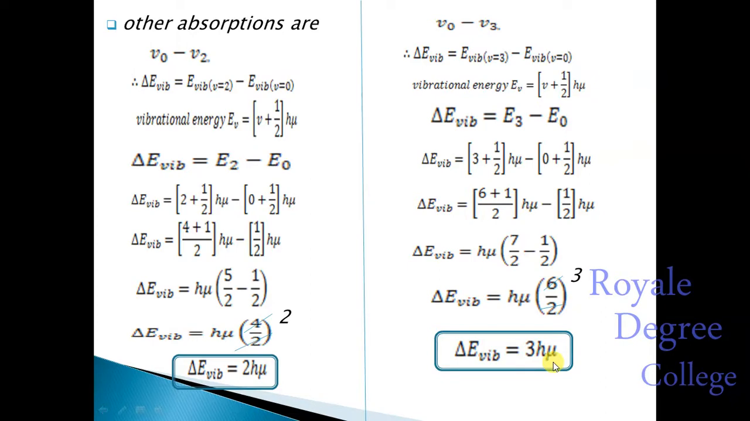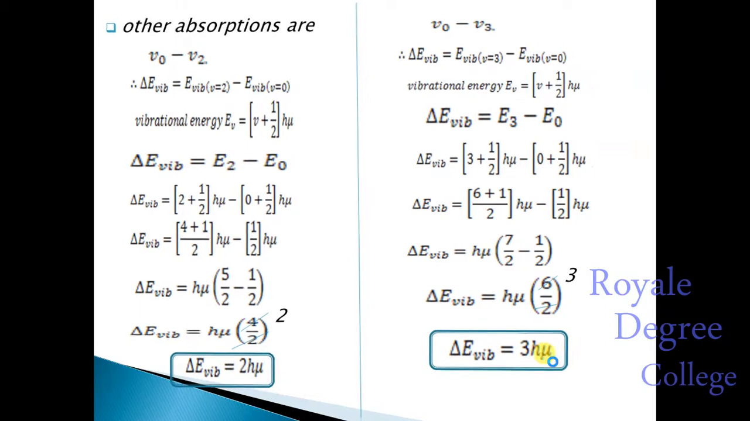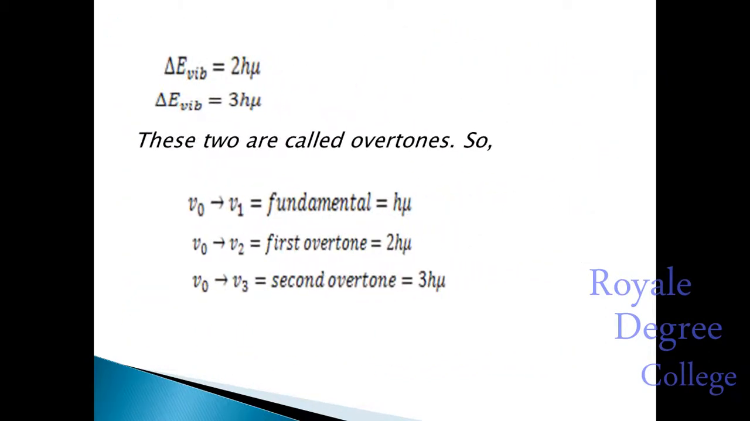That is the value of delta E vibration, that is change in vibration energy. It is equal to 3 H mu. So for one case, change in vibration energy is equal to 2 H mu. For the other case, change in vibration energy is equal to 3 H mu. These two are called overtones.